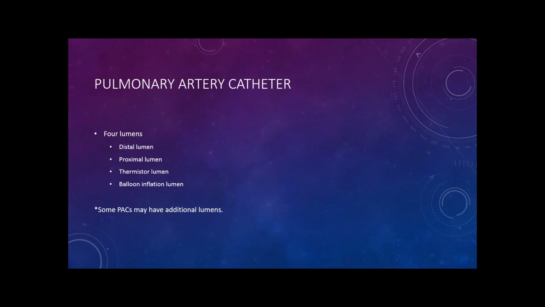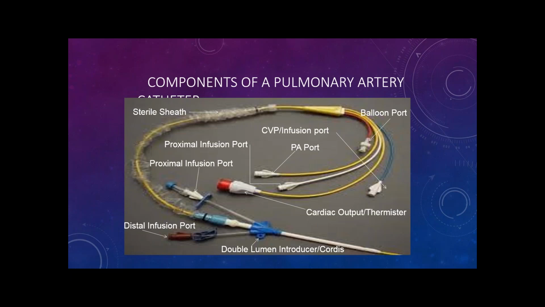The pulmonary artery catheter has multiple lumens. There's the balloon. There's a temperature lumen. There's also a distal, a proximal, and a pulmonary artery lumen. And we're going to see some of that. And there are some PA catheters that actually have even more than these.